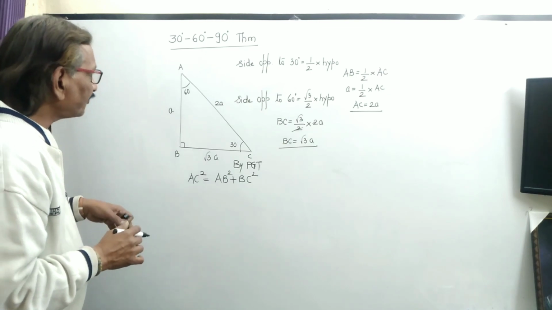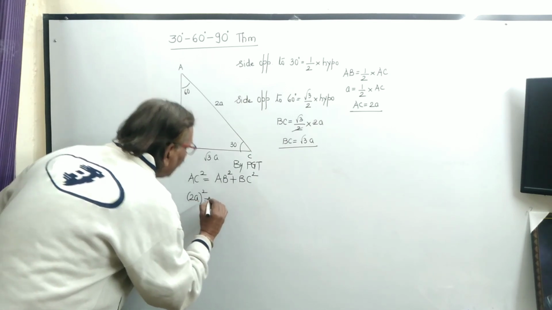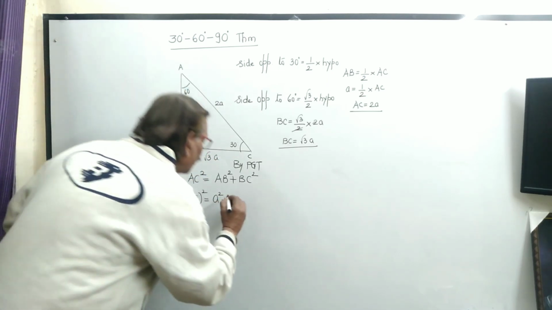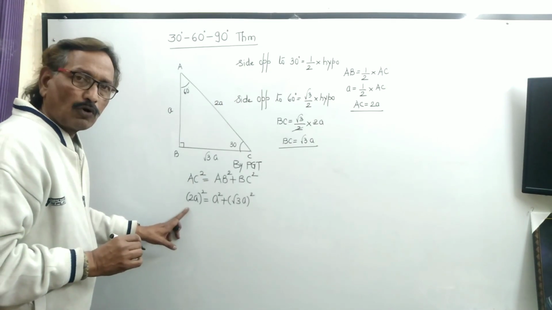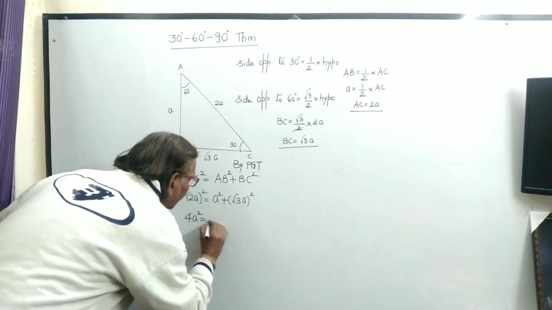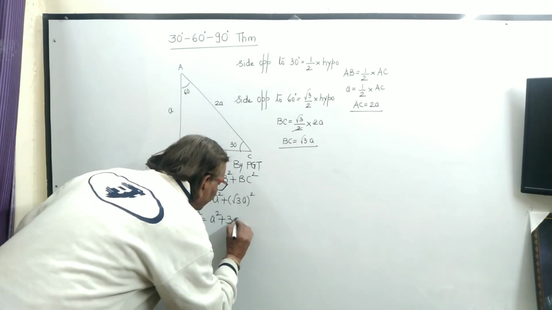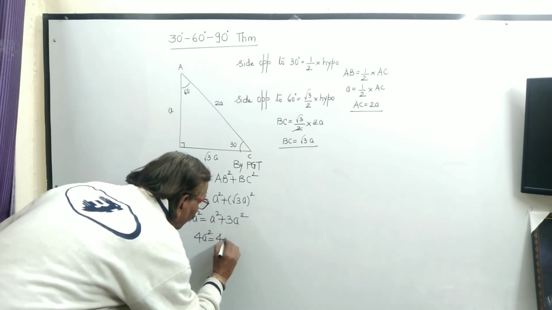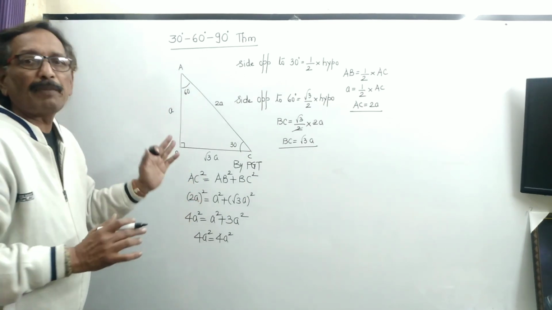Now we will substitute the values. AC is 2a whole square, AB is a square plus BC is root 3 into a whole square. 2 square is 4, so it becomes 4a square is equal to a square plus, root and square cancel, 3a square. Here we have 4a square is equal to 4a square. The values that we have considered are totally satisfying the Pythagoras theorem.